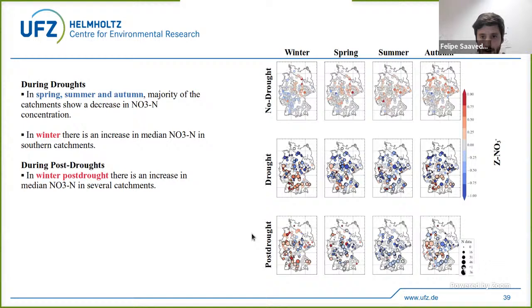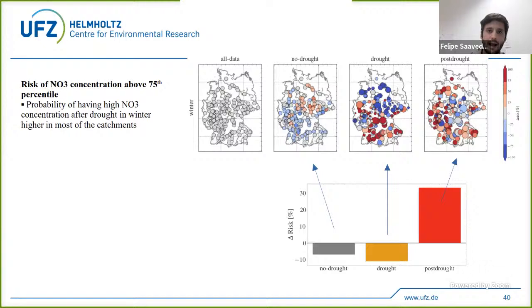So we wanted to see the risk, because one thing is these are the median values, but remember that we are taking a window of 90 days. So in these 90 days, we will have different conditions. So I wanted to check the risk of having a high nitrate concentration after drought. And I ended with this analysis.